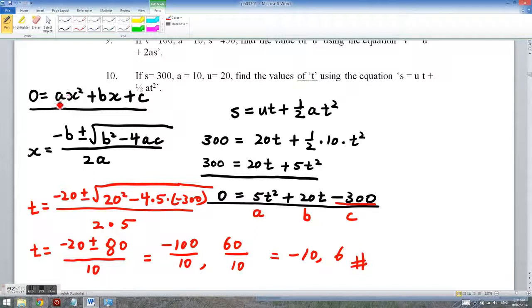Now the important part is to write down the quadratic equation in your cheat sheet, unless you memorize it. So put it on your cheat sheet.